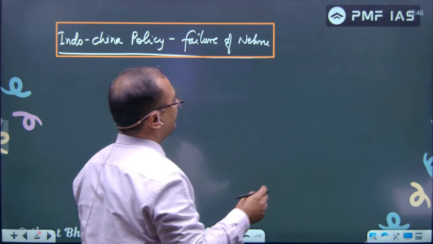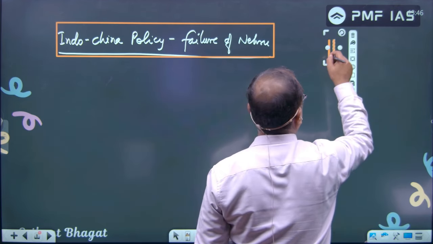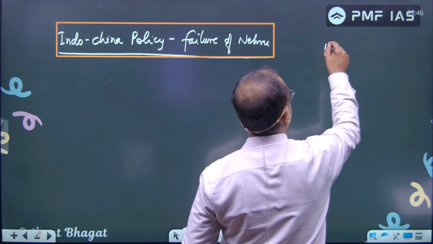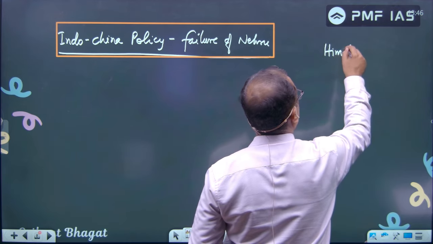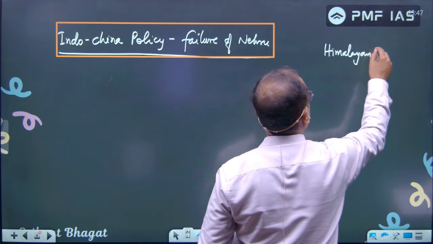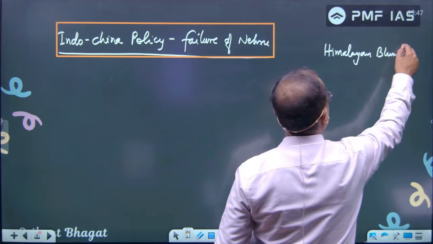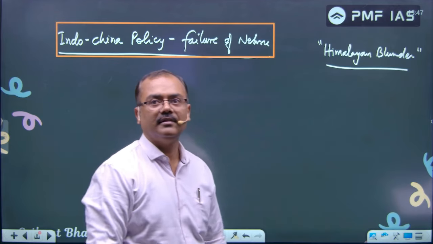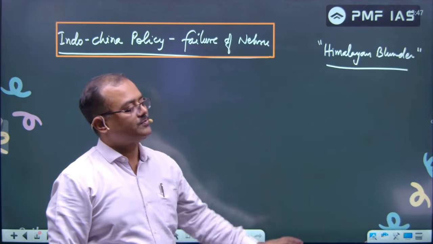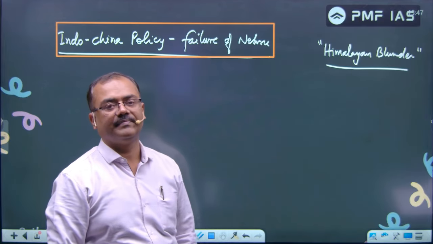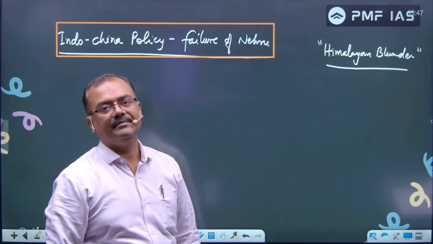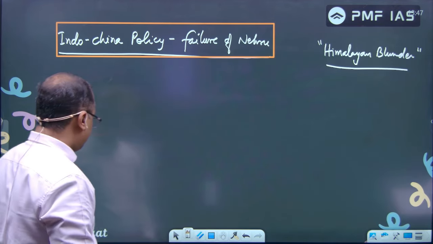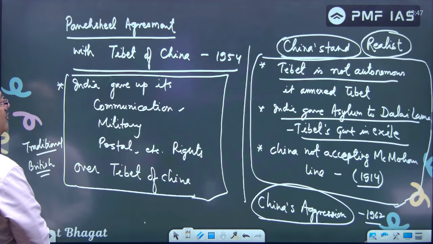There is a book called Himalayan Blunder on this subject. This book was banned by the then government. This book is banned because it points out Nehru's mistakes. Book was banned. So it is said that Panchasheel was Nehru's mistake.